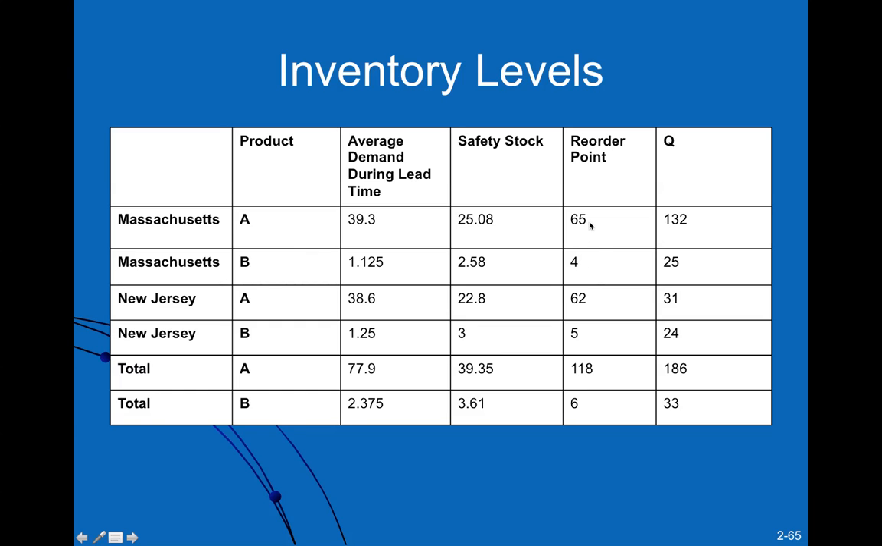Look at the reorder points now. You have 65 and 62, which gives us approximately 127. But when you put them together, you could actually reduce your reorder point down to 18. And instead of 5 and 4 giving you 9 items in stock, we would only need 6 if we combine them at that particular location. All right, so we certainly see some potential benefits in this regard.